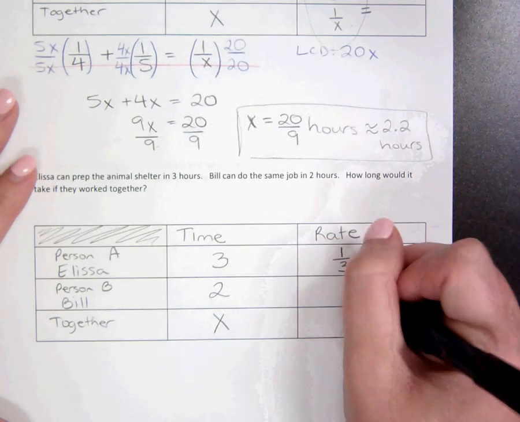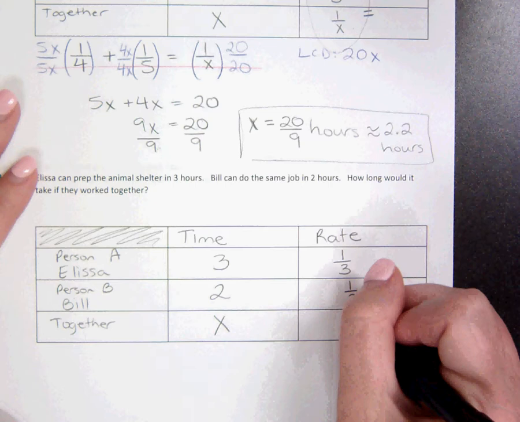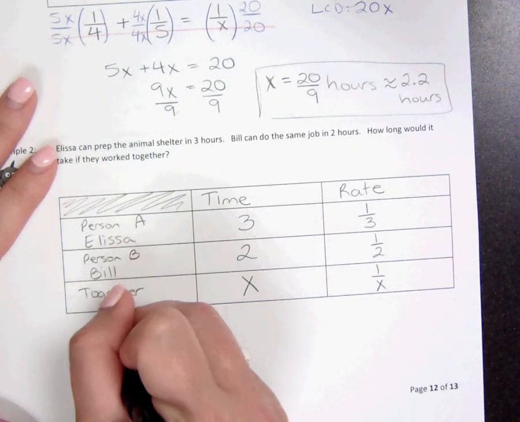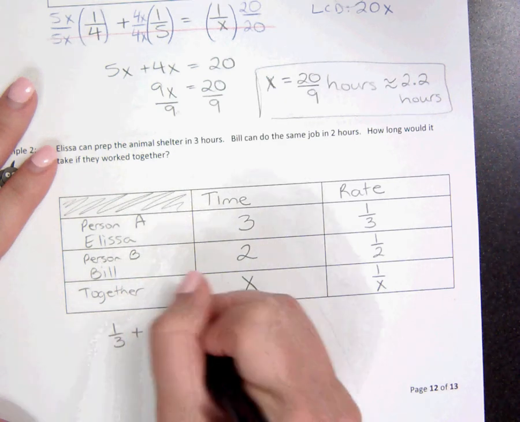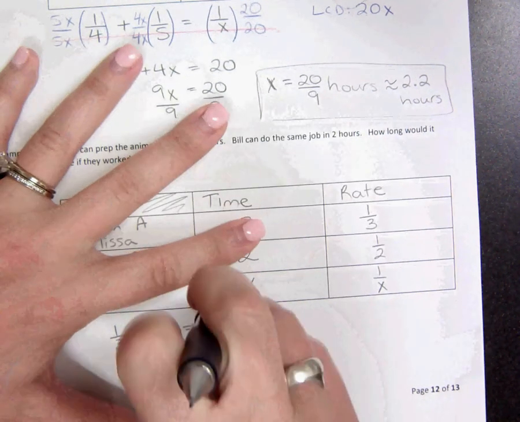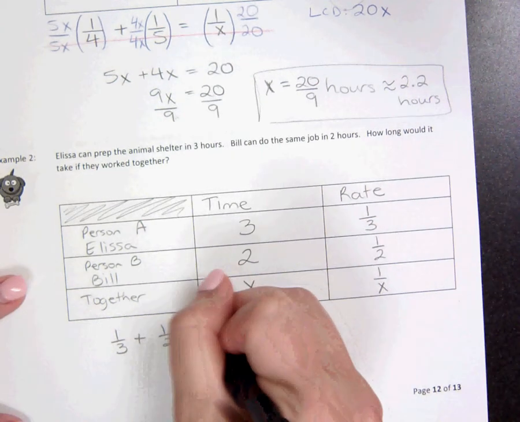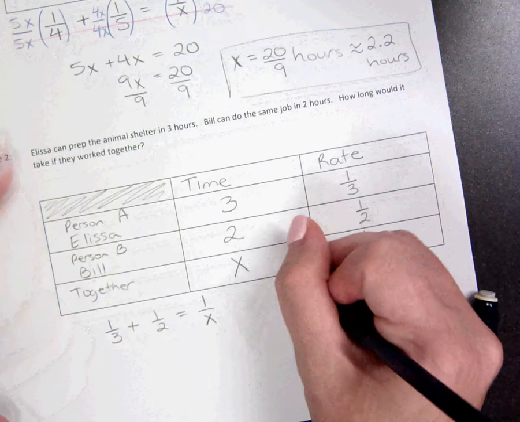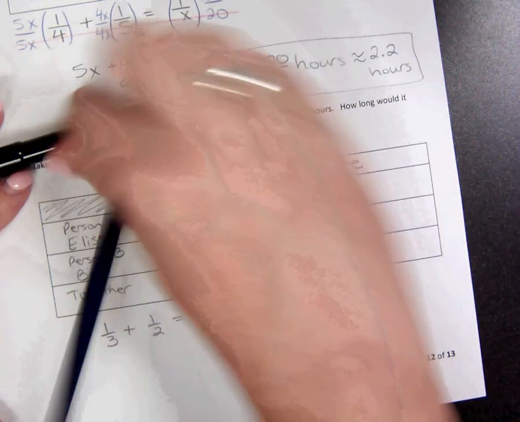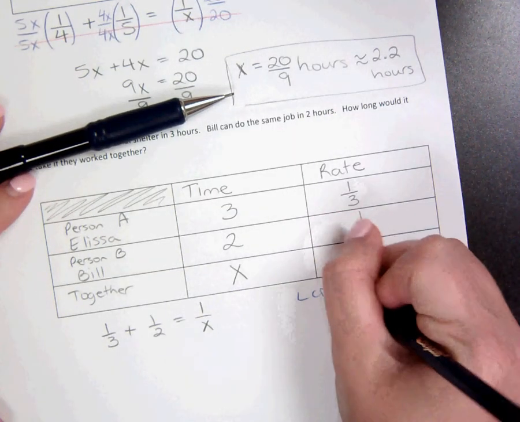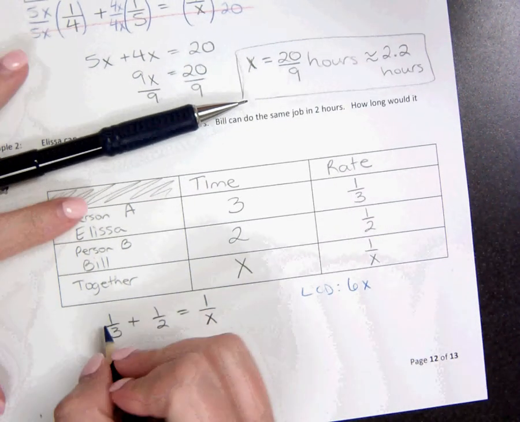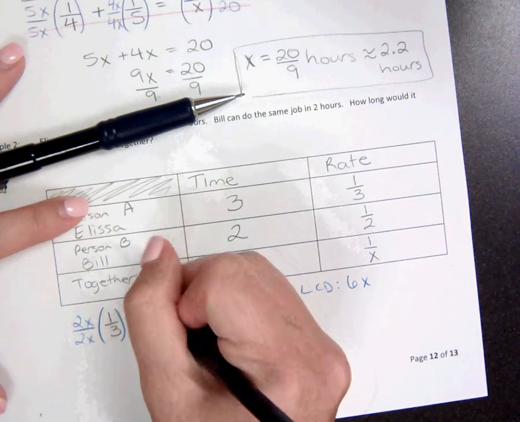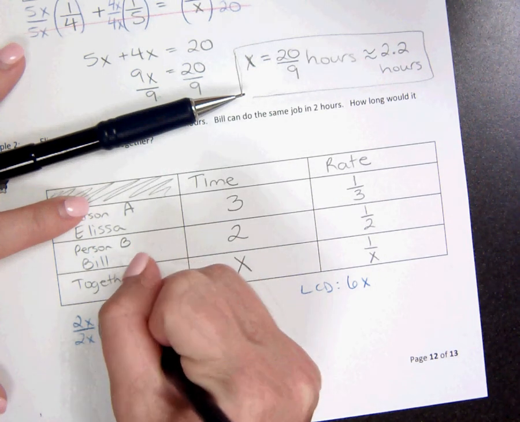Alyssa's rate would be 1/3. Bill's rate would be 1/2. The together rate would be 1 over x. So my equation is 1/3 plus 1/2 equals 1 over x. So that would be an LCD of 6x. So we're going to multiply this one by 2x over 2x. Multiply this one by 3x over 3x.